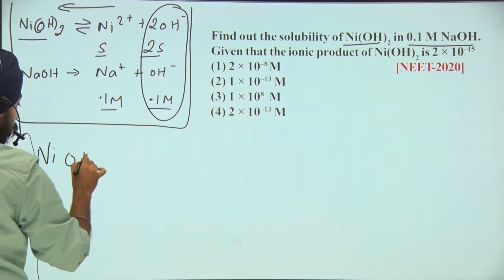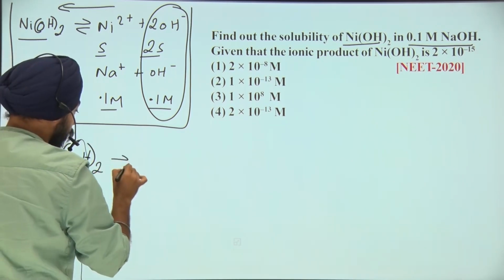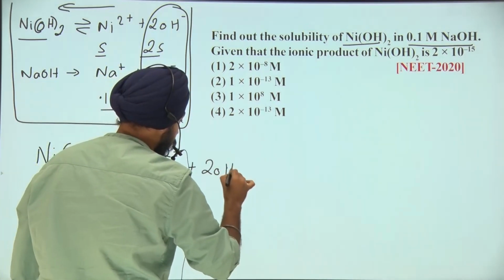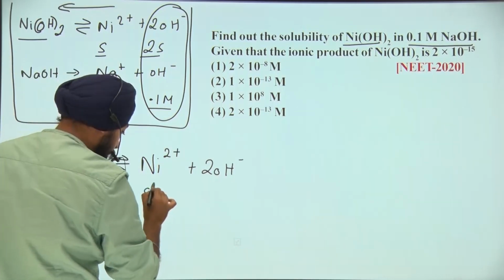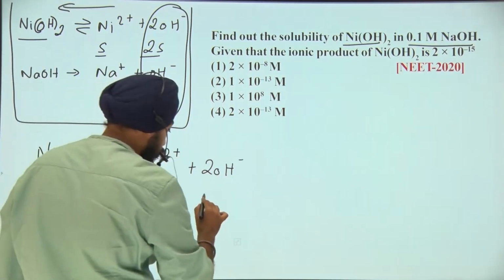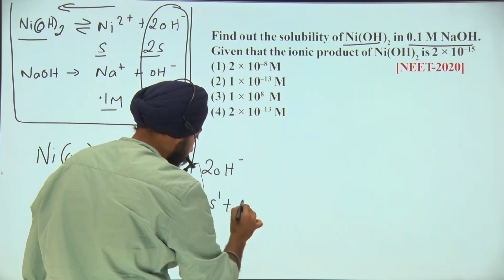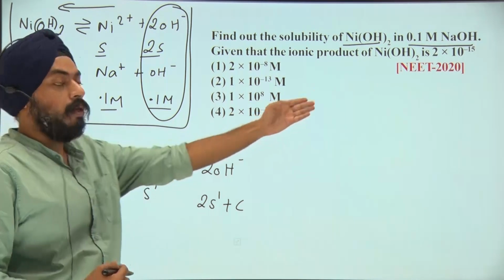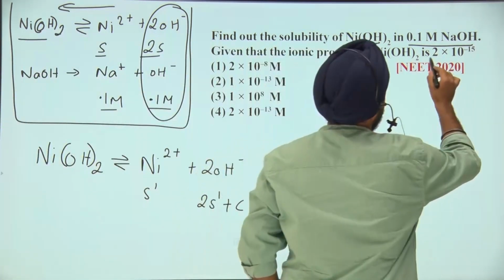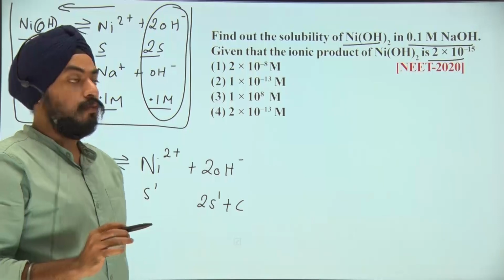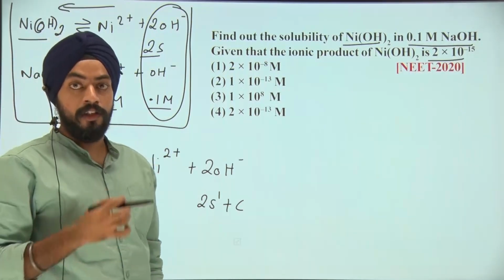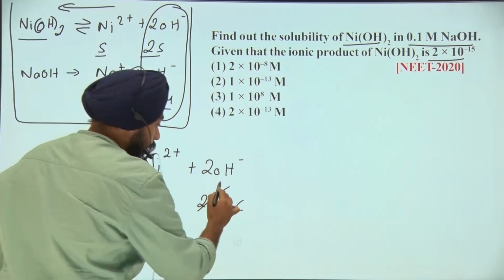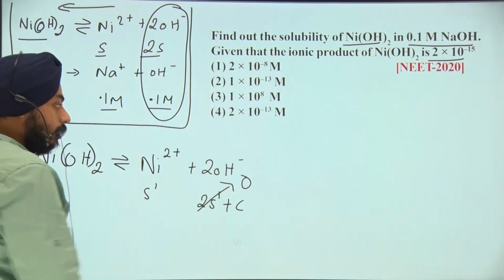Now let's say the new solubility of Ni(OH)2 is S dash. First of all, the reaction for this will be this. So the new solubility I am writing as S dash. So this will be, students, S dash, 2S dash plus C. This will be equal to 2S dash plus C. Now students, as the Ksp value is very small, that is 2 into 10 to the power of minus 15, the solubility will in fact be very small. So we can neglect this. We can neglect this. Clear?